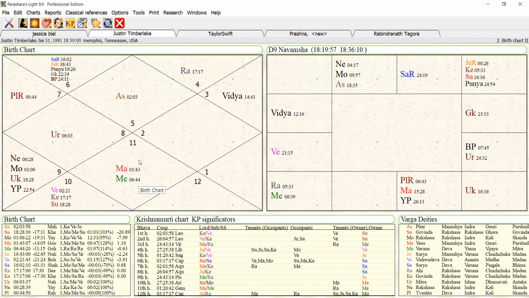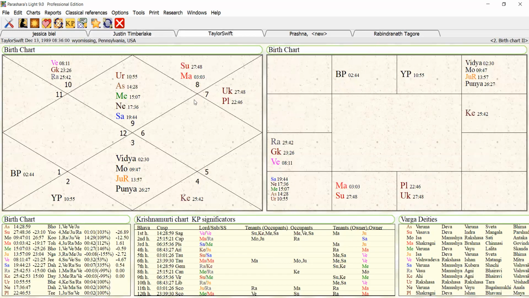And that's part of the reason why I say this is not as powerful, let's say, but it's still a powerful exchange because it brings all of these planets together: Saturn, Jupiter, Mars, and Mercury, right? In some kind of contact. But I'm not going to focus on Justin today. I want to focus on Taylor Swift and Rabindranath Tagore. Why? Because the level of fame and success is only explainable by the power of the yogas.